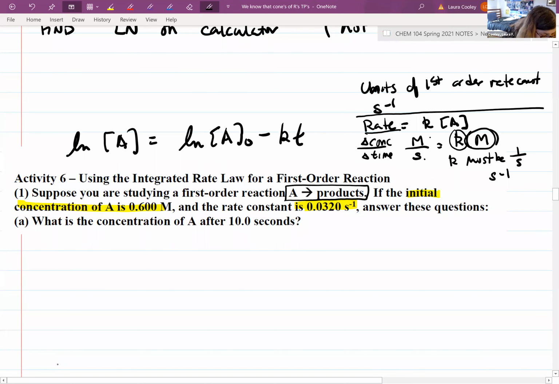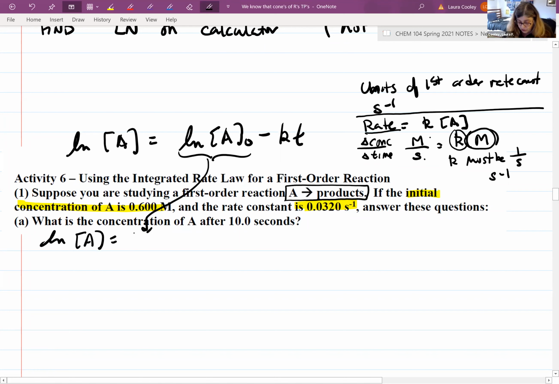Oh, I know what I want you to do. I was looking in the wrong spot. Okay, so what I want you to do is take the natural log of the initial concentration. So we're working on this here. Natural log of the initial concentration, right? So actually the log of A equals, okay, so we're going to take this here.